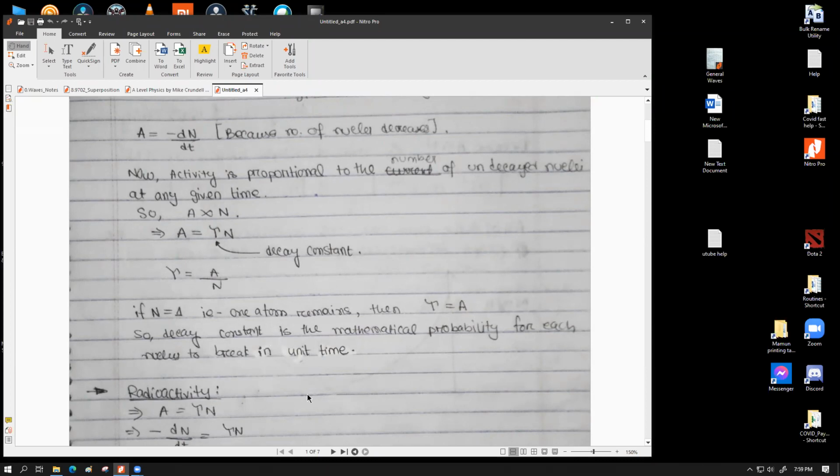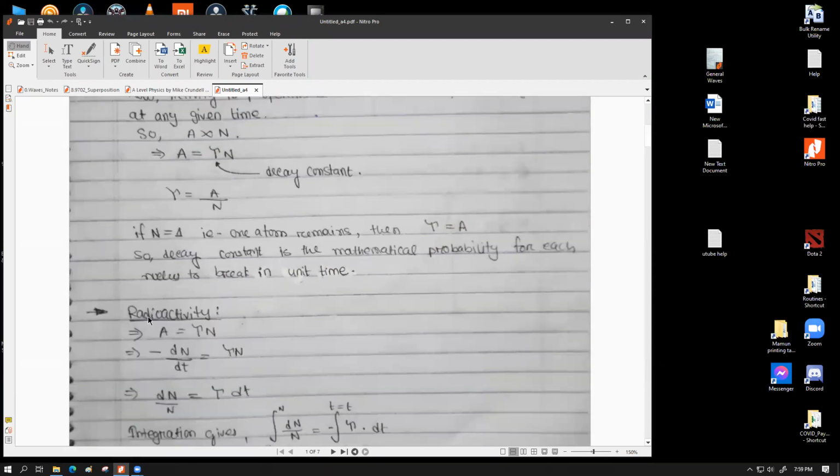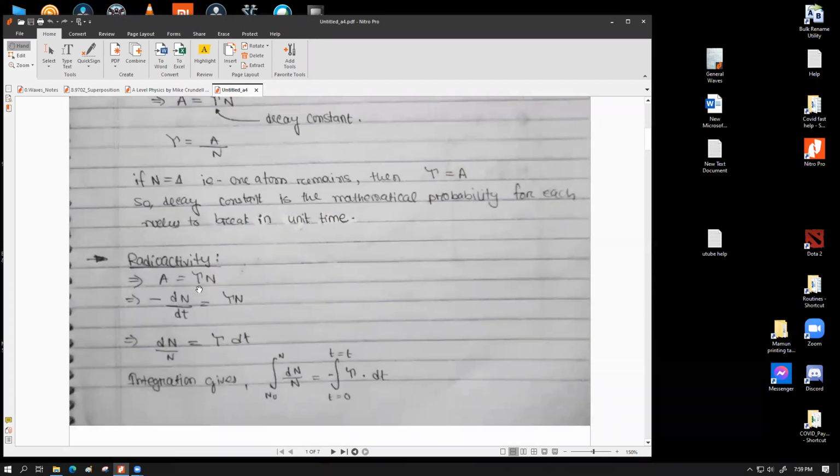Then comes the mathematical part. If we have a radioactivity equation, A equals lambda N, so minus dN by dt equals lambda N. From here we take the similar variables on the same side, so dN by N equals lambda dt. So now we're going to integrate this equation, and for integration we're going to apply some limits. Try to understand these limits over here. The N is integrated from a range of N naught to N. N naught is the initial number of undecayed nuclei, which is available at t equals 0 second.